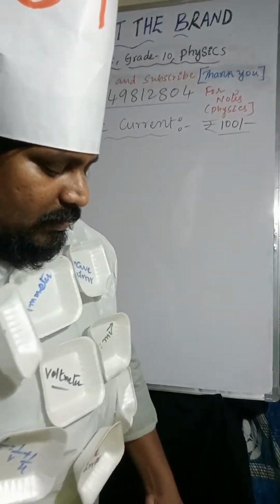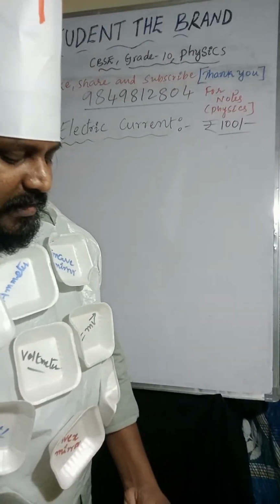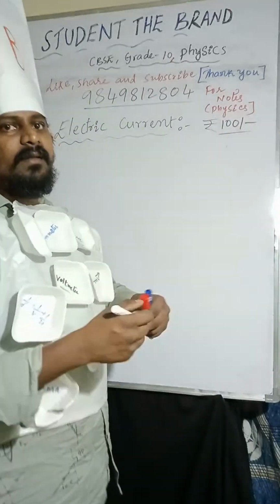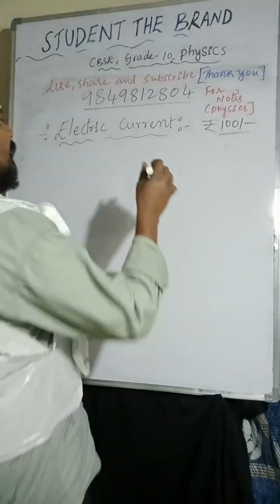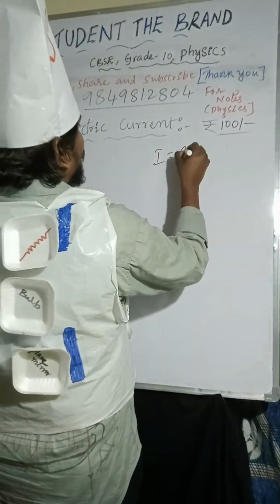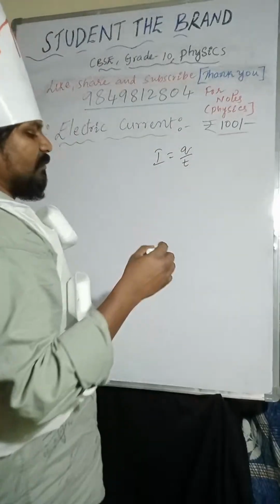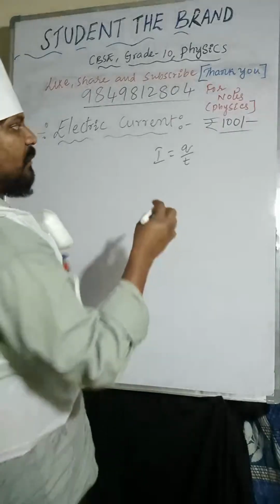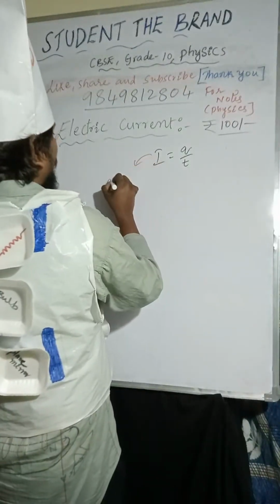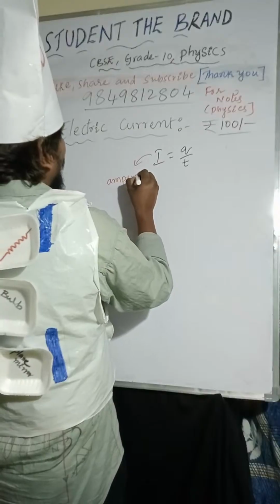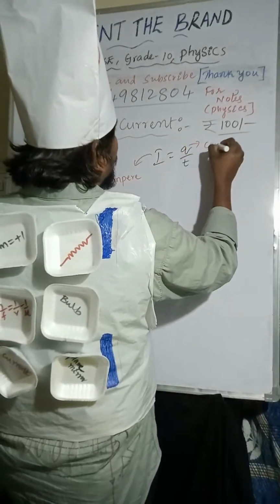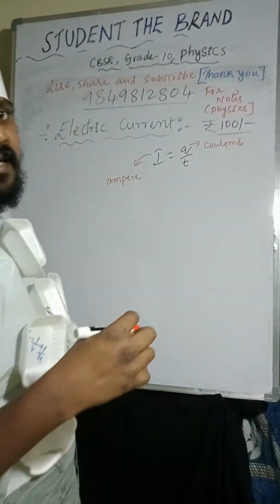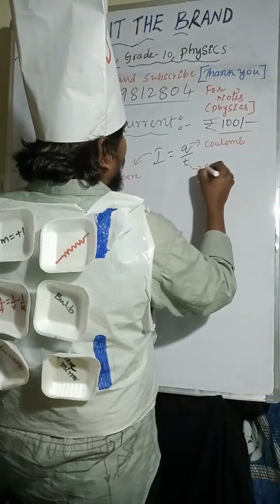Okay, so now we can see here. I equal to Q by T. The SI unit of current is ampere. The SI unit of charge is coulomb, and the SI unit of time is second.